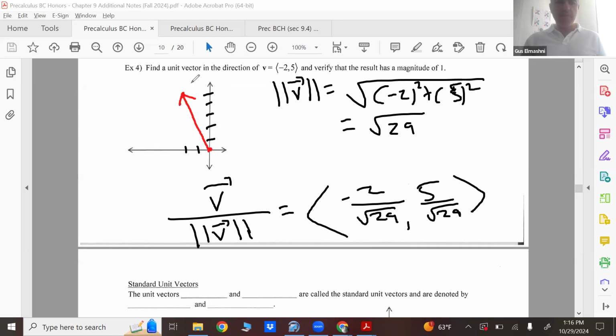Okay, that's v. The unit vector is going negative 2 over root 29, which is a very small fraction, like negative 0.4 something, and 5 over root 29, which is like 0.9 something. So it's going to look kind of like this. It's in the exact same direction, just shorter, with a magnitude of 1. A tiny little arrow going the same direction, just a portion of the big vector.